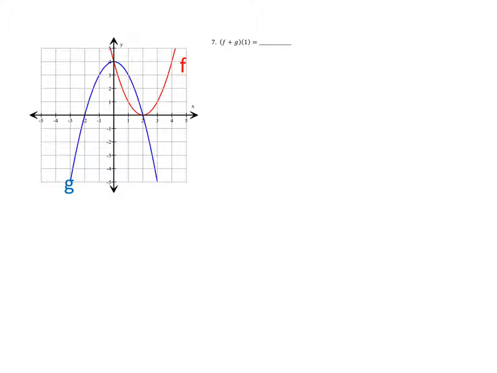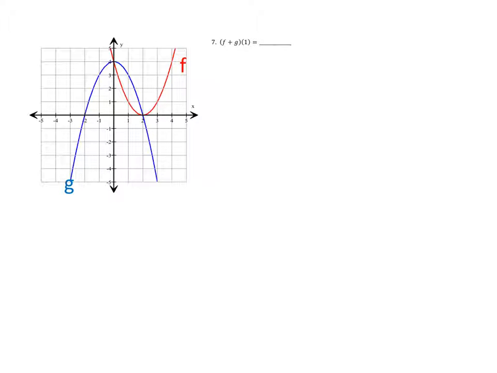Okay, so now we are looking at an example where we're adding two functions, and we're letting 1 be the value of x that we want to use. But the only definition of the functions is by a graph. So if you look at this graph, you can see that f is represented by the red graph and g is represented by the blue graph. We're going to use these to help us find our answer.